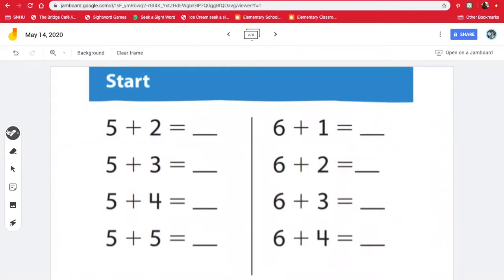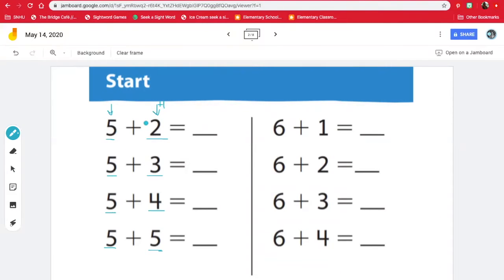So let's start here. Now, this is a review of something we've learned last week. Let's look at the numbers. I notice that the first number on this side, they all start with 5. And on this side, we have 2, 3, 4, 5. So these ones are the same, and these ones all increase by 1.